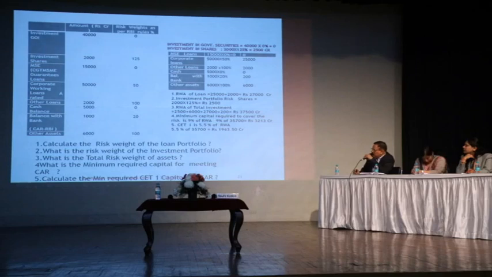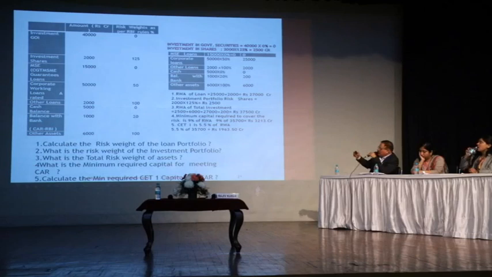Second is the risk weight of the investment portfolio. Third is the total risk weighted assets. Fourth is the minimum capital required for meeting this capital adequacy ratio. Then you calculate the minimum required CET1. But if you have to look into the profit and loss account also, then this data is not sufficient. Then you have to go for the P&L also, and you will have to take more data.